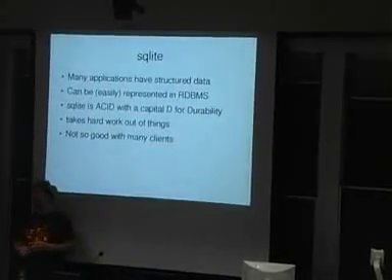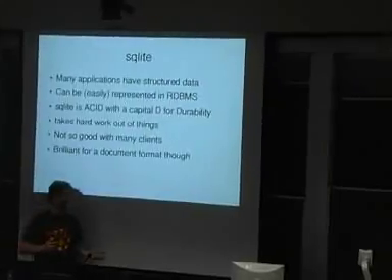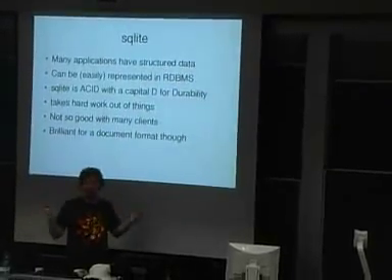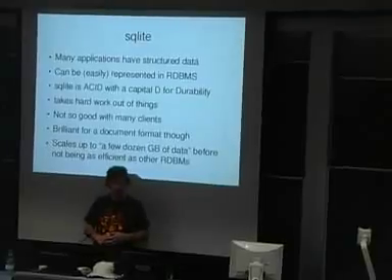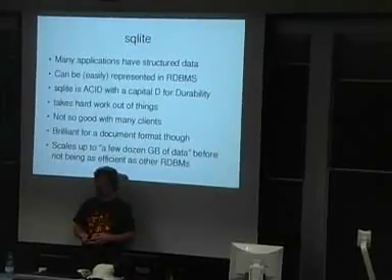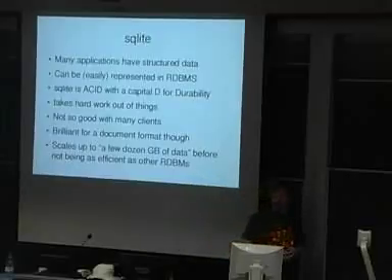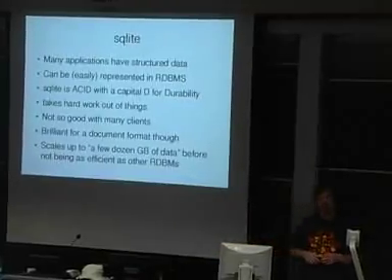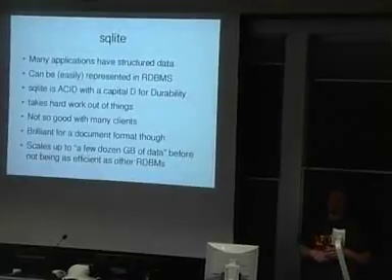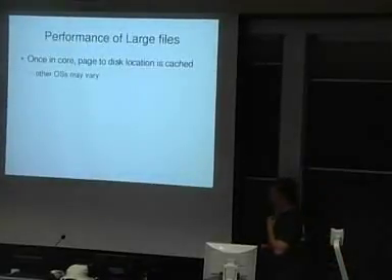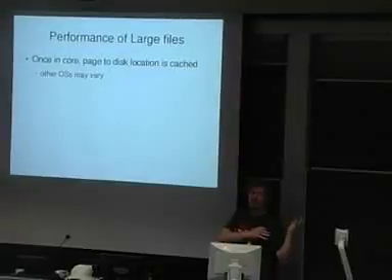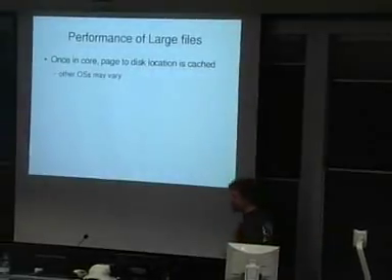It's not so good with many clients reading and writing. It's brilliant for document formats and maybe the F-Spot database for photos and stuff. It scales up to a few dozen gigabytes of data. It doesn't do temp file and rename, it does foo. So at that stage, when you get to a few dozen gigabytes, they say you probably want to use something that's a bit more heavyweight. So consider SQLite if you want to do something simple.